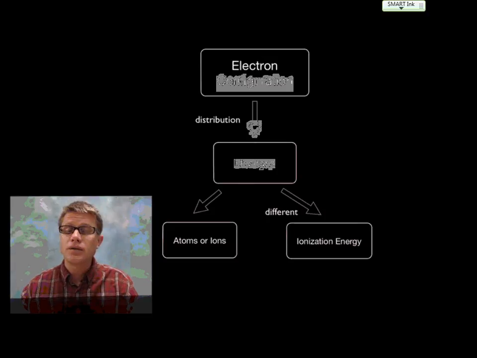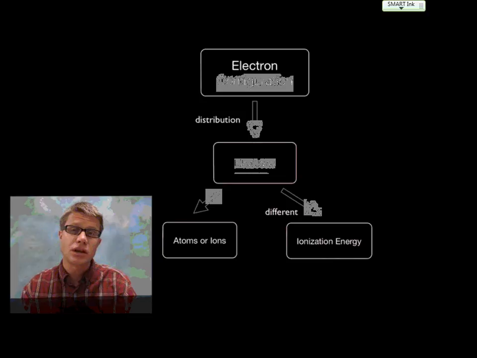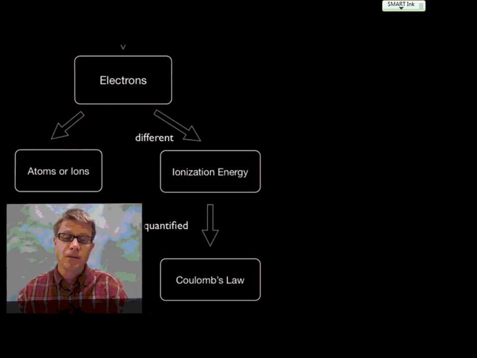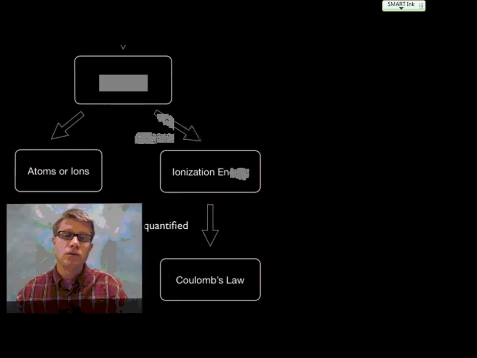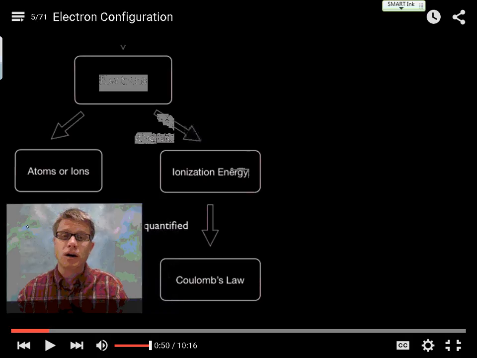And so a good way to figure that out is to look at their ionization energy, which is going to be the amount of energy it takes to pull an electron away. And so we can quantify that by using Coulomb's law. And we're not going to worry about quantifying, meaning making a number with it. We're just going to say it has a big ionization energy or it's got a little one. So we're making more qualitative observations about that.